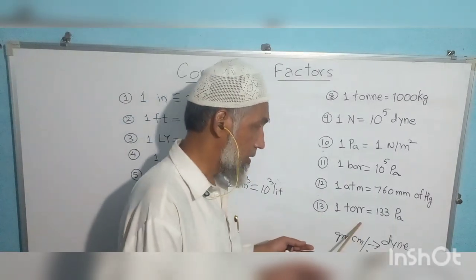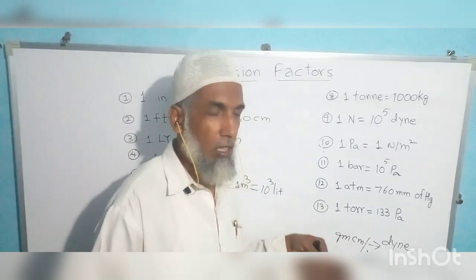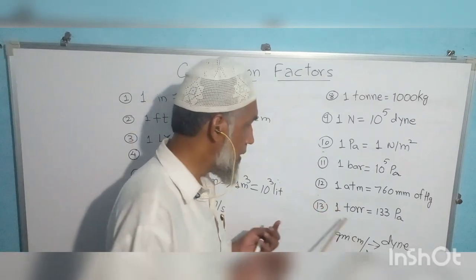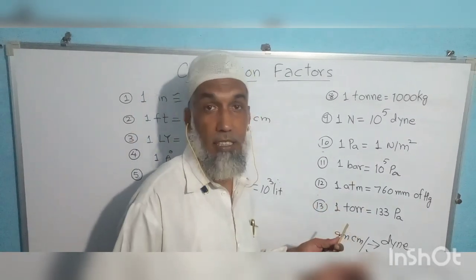And then 1 torr, this is also another unit for the pressure. 1 torr is equal to 133 Pascal.